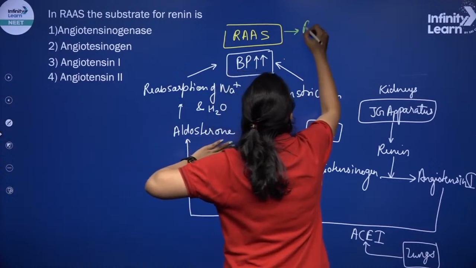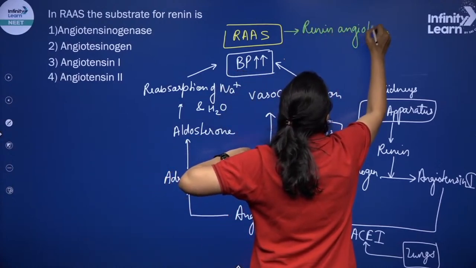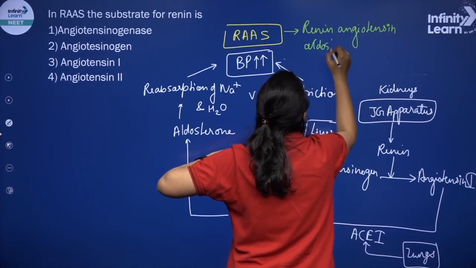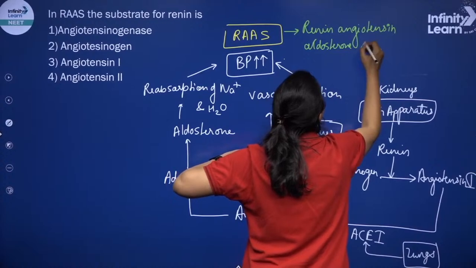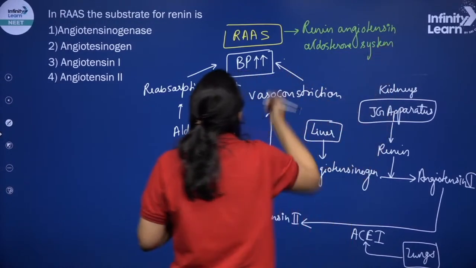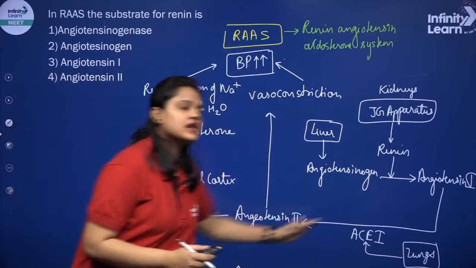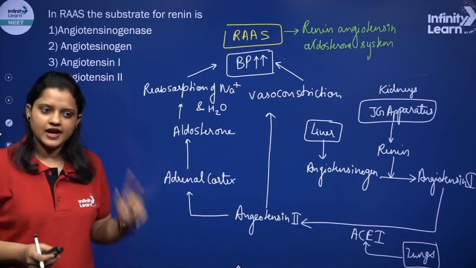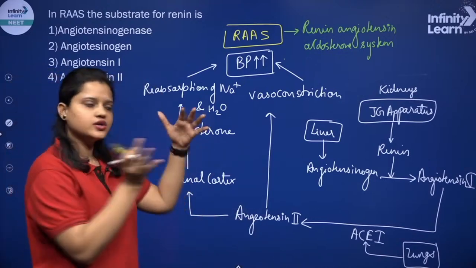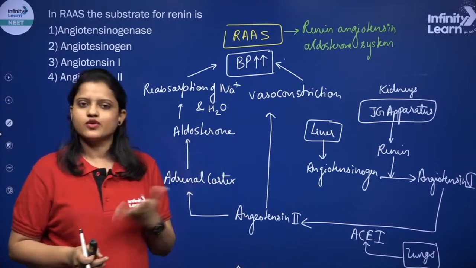Okay, this is renin, angiotensin, aldosterone system, and ultimately this mechanism will increase the blood pressure. So this is the whole RAS mechanism. Why am I telling you here? Because my students always forget this RAS mechanism and they do not understand the depth of this RAS mechanism, and ultimately your question becomes wrong.